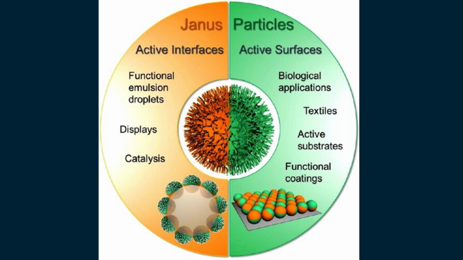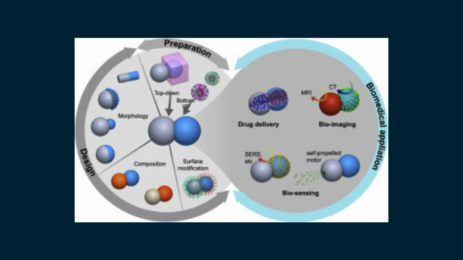Drug delivery and biomedical applications. Their dual functionality allows simultaneous drug loading, targeting, and imaging. One hemisphere may contain targeting ligands while the other carries therapeutic agents. Electronic and optical materials: JPs are used in conductive inks, sensors, and photonic materials where spatially separated functionalities are advantageous. Advanced coatings: their anisotropic surface chemistry enables smart coatings with controlled wettability, anti-fouling behavior, and self-healing capabilities.